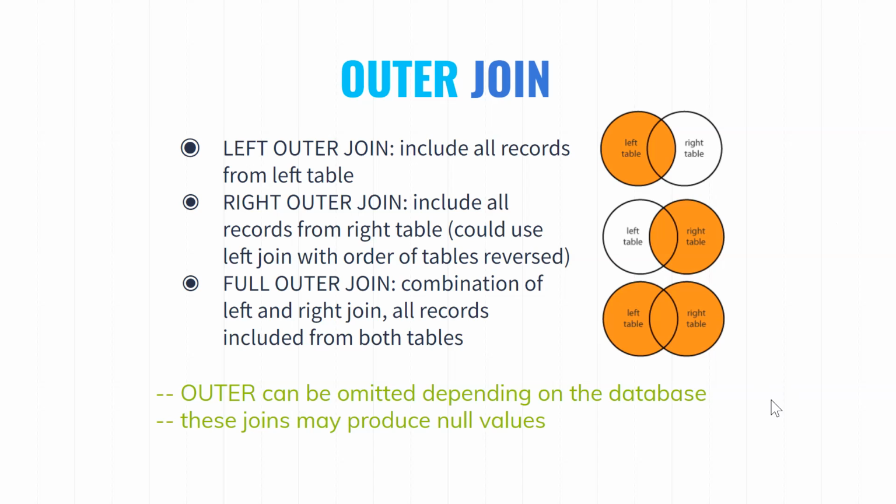A full outer join is going to be a combination of the left and right join, so all records are included from both tables. These joins are potentially going to produce null values. Say you're selecting one column from one table and another column from another table. You may not have a matchup between all of the values, and we'll see an example of that later on.